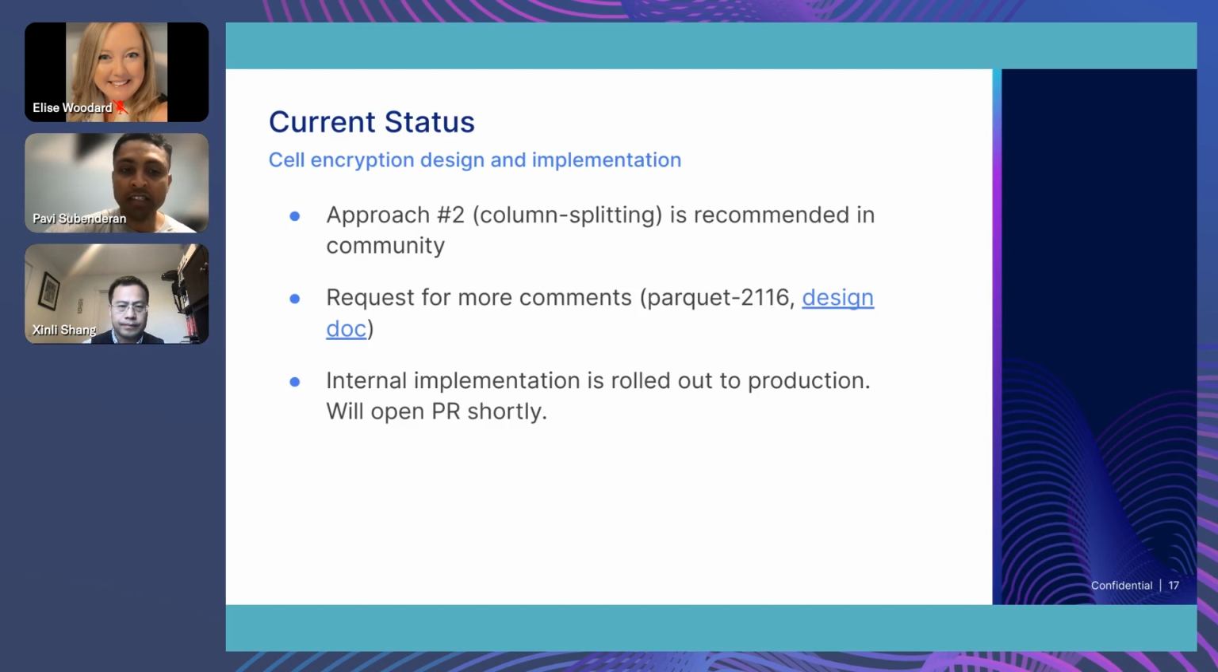So our current status is we are basically recommending column splitting, the approach which we went over earlier, to the community. We have a ticket open and a design doc that we've written, and internally we've rolled this out to production. We're planning to open a PR shortly, and we're pretty happy with the results so far.